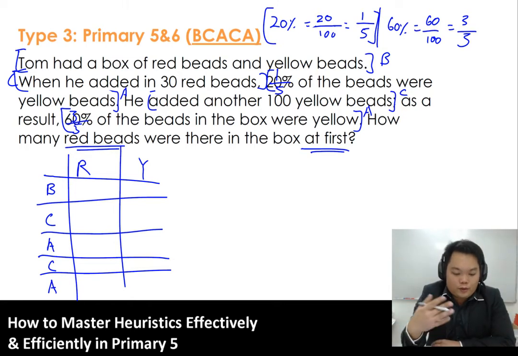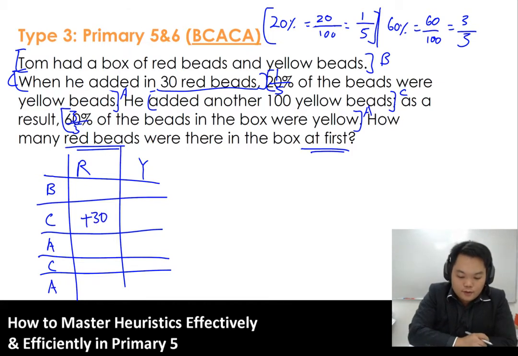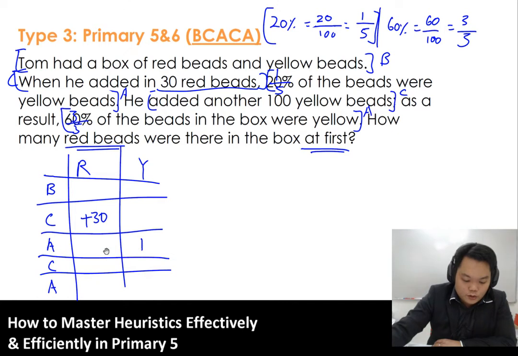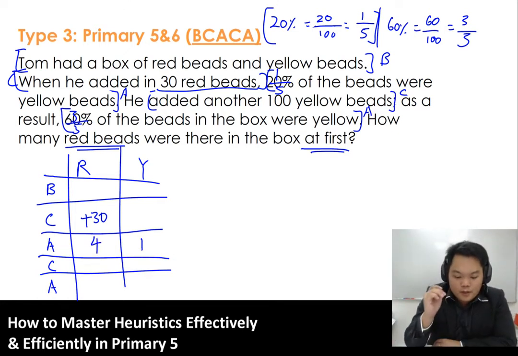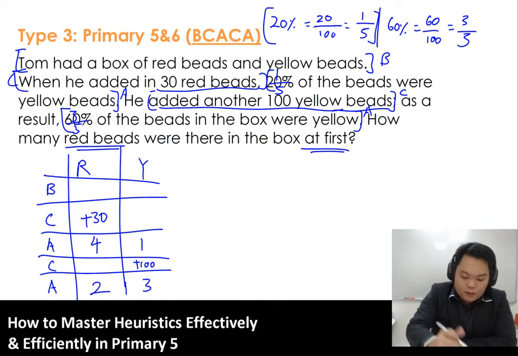So at first, you are not sure about how many red bits or yellow bits they have. We skip that. We move on to this change. You added in 30 red bits. And now 1 out of a total of 5 of the bits were yellow. So yellow is 1 out of a total of 5 over here. Between these two, red must be 4. He added in another 100 yellow bits. So this now becomes plus 100, and 3/5 of the bits in the box are now yellow. So this is 3 out of a total of 5, which means the red must be 2.